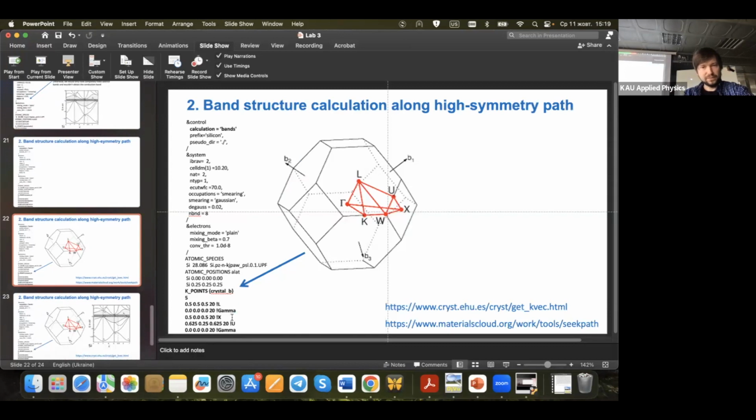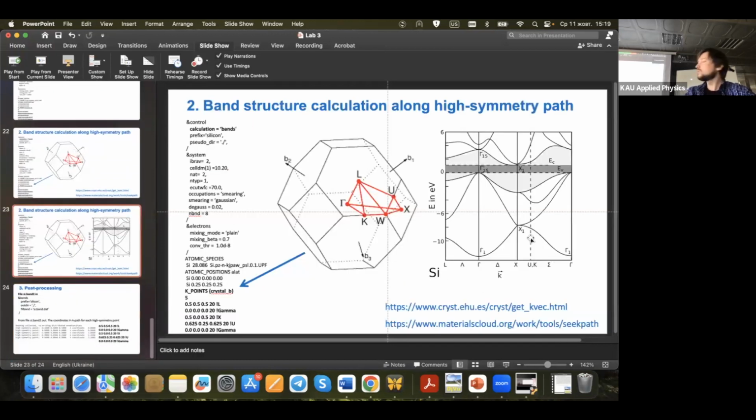X, then U here, and gamma, and from U to gamma. So we have made a closed path. We choose from L to gamma, then to X, then to U. Okay, maybe it's not an ideal example, because this example was for this picture. So L, gamma, X, U, and then they also go to gamma.